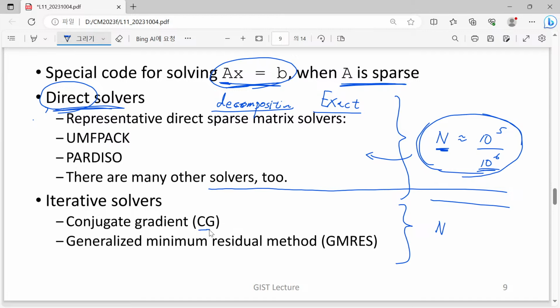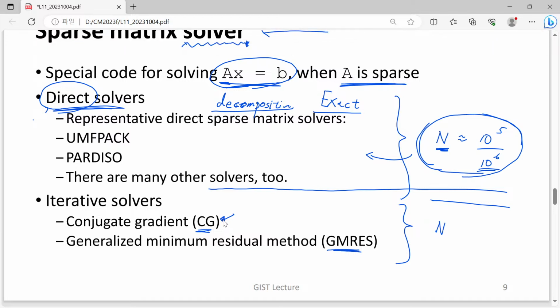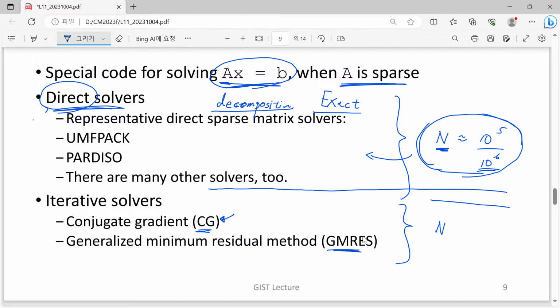And here we have two different representative algorithms. This one is for a special matrix, symmetric matrices, and this one is for general matrices. Of course, for special cases, this one works better because it works more efficiently, and for the general one, this is robust, but it takes more computational burden. Okay.